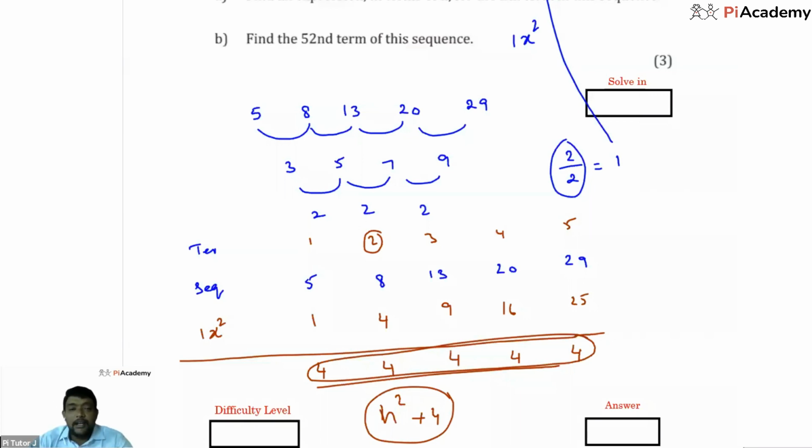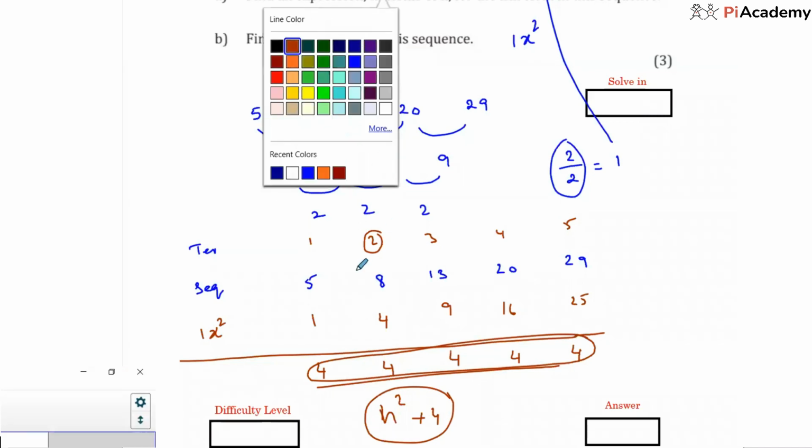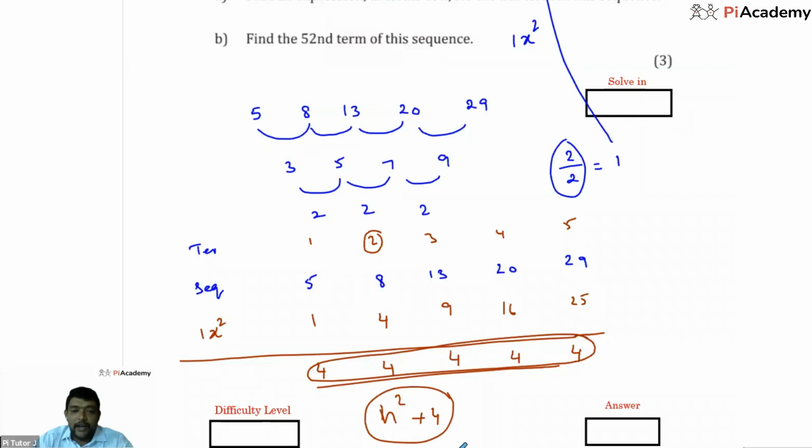Does it make sense? Now we are asked to find the 52nd term in this sequence. Can you do that? The answer is 2708, because you do 52 squared, which is 2704, and then you add on the 4. So 2704, add on 4, it is 2708.